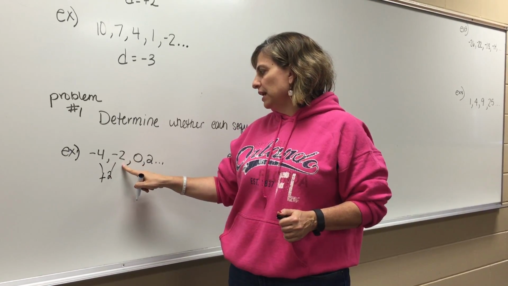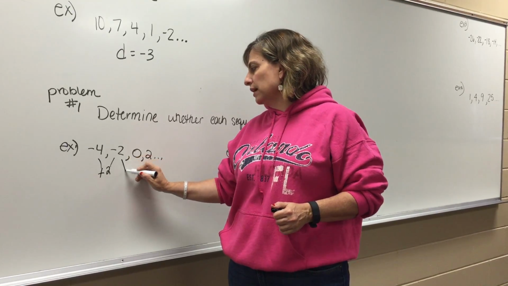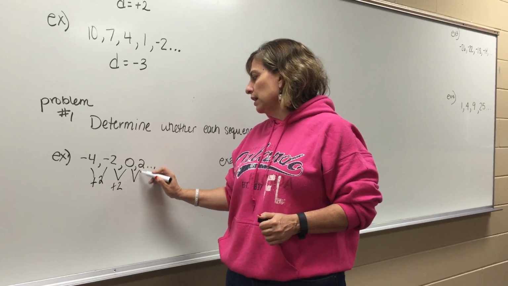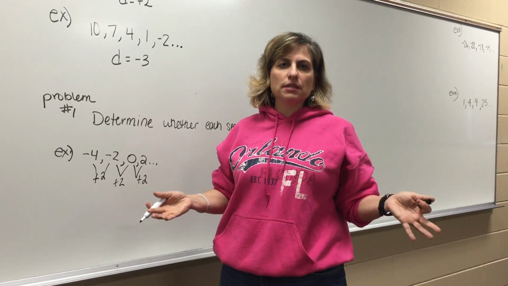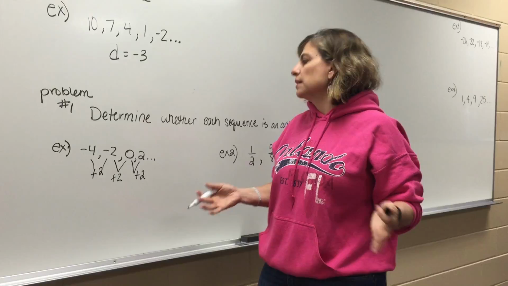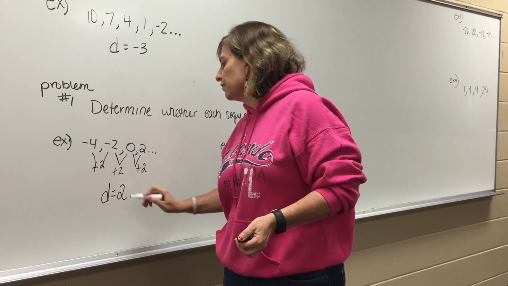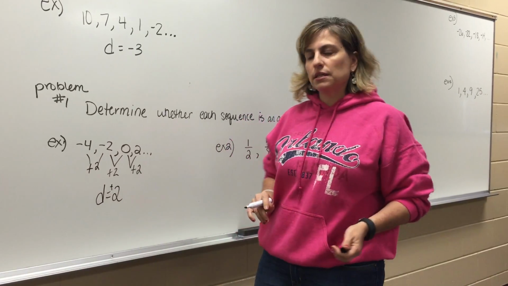Okay, what do I do to negative 2 to get 0? Well, again, add 2. What do I do to 0 to get 2? Add 2. So my question to you is, is this an arithmetic sequence? Yes, it is, because D is always 2, and therefore it's an arithmetic sequence.